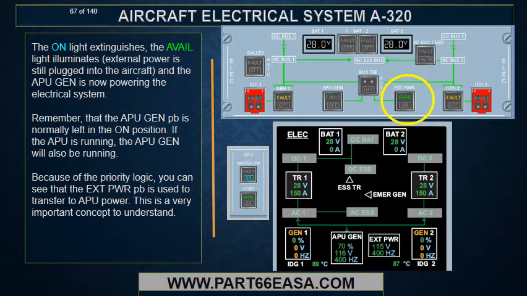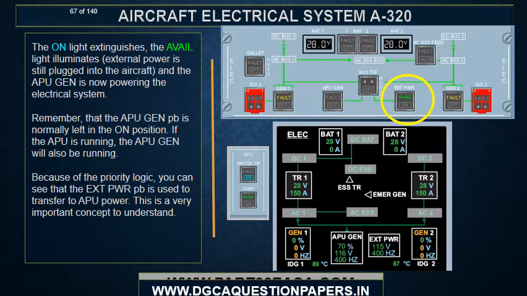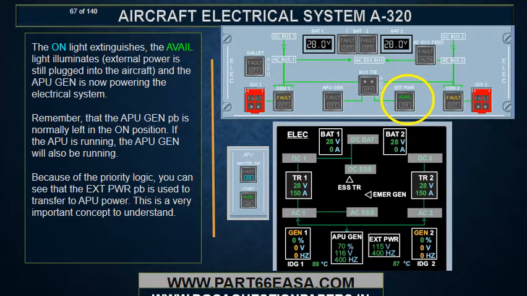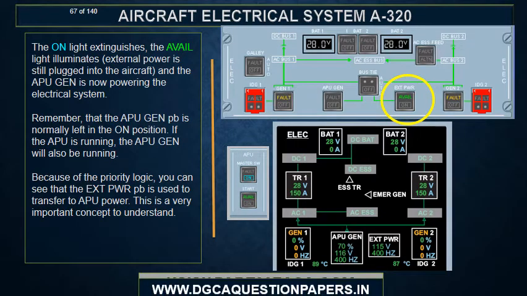The on light extinguishes, the avail light illuminates, external power is still plugged into the aircraft, and the APU gen is now powering the electrical system. Remember that the APU gen push button is normally left in the on position. If the APU is running, the APU gen will also be running. Because of the priority logic, you can see that the external power push button is used to transfer to the APU power. This is a very important concept to understand.